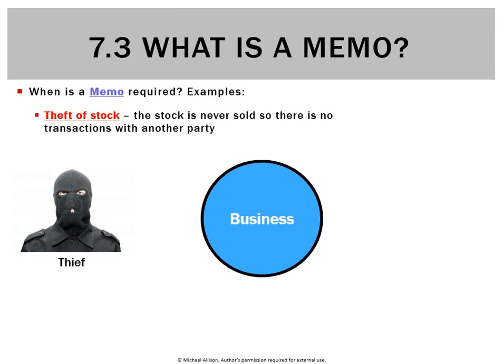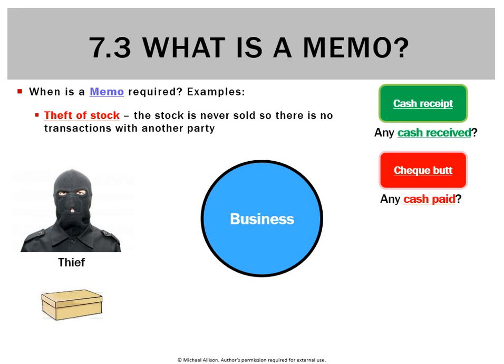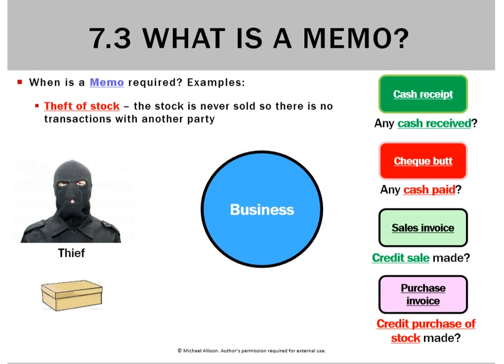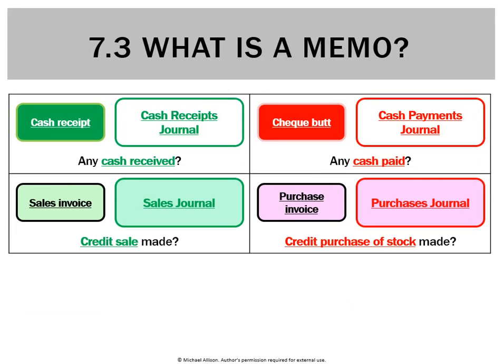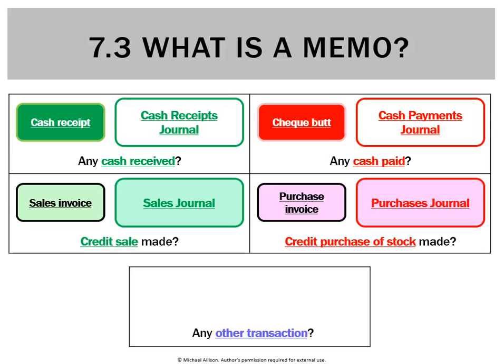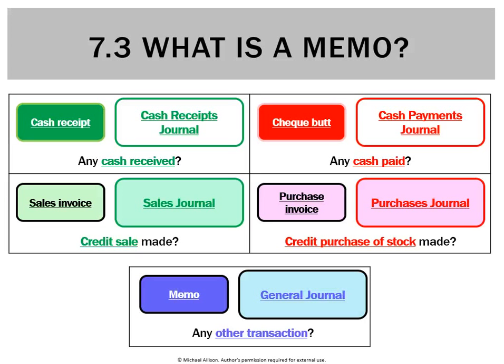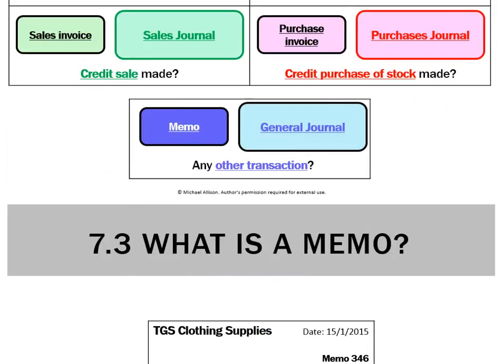What if there's theft? Obviously there's no other party, the person's stolen from us, so we can't issue any sort of document. So no cash received or paid, no credit sale, and no credit purchase of stock. So what we need is, when our transaction doesn't involve any of the following situations on the screen there, we have an other. If it's in any other transaction, we're going to need to use a document called a memo, and that'll get recorded in the general journal.